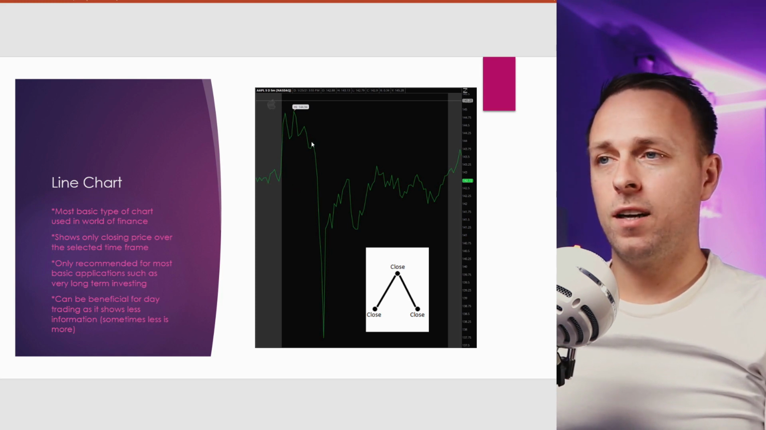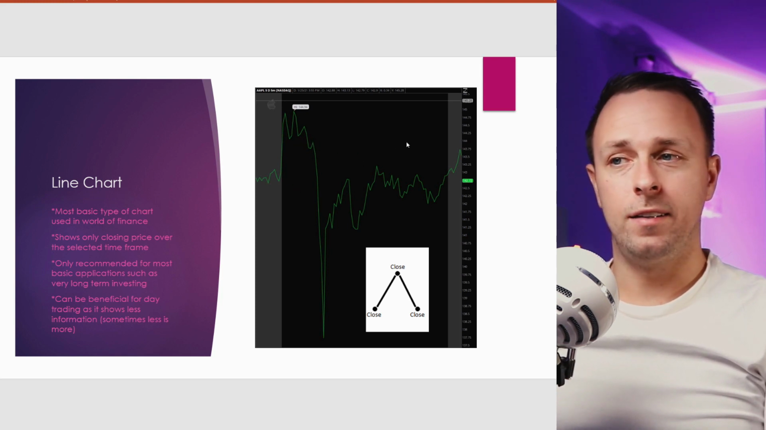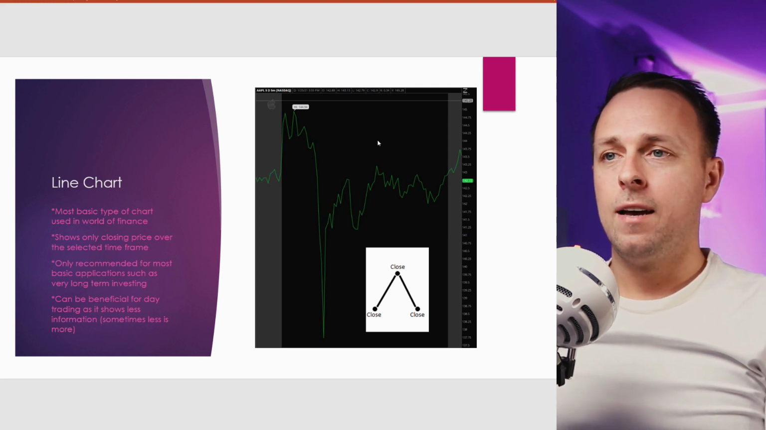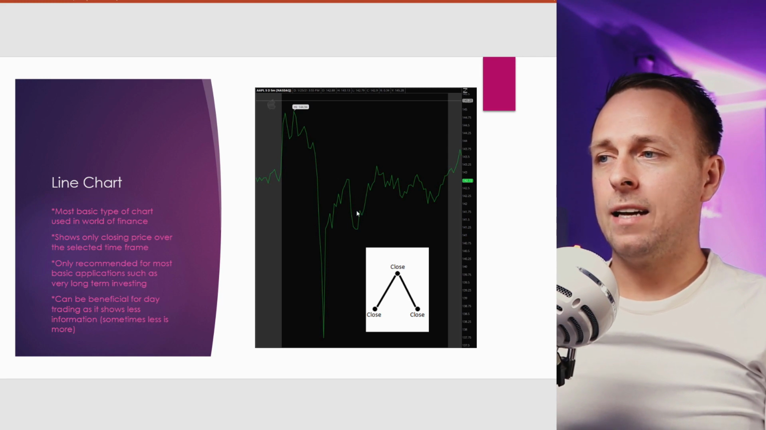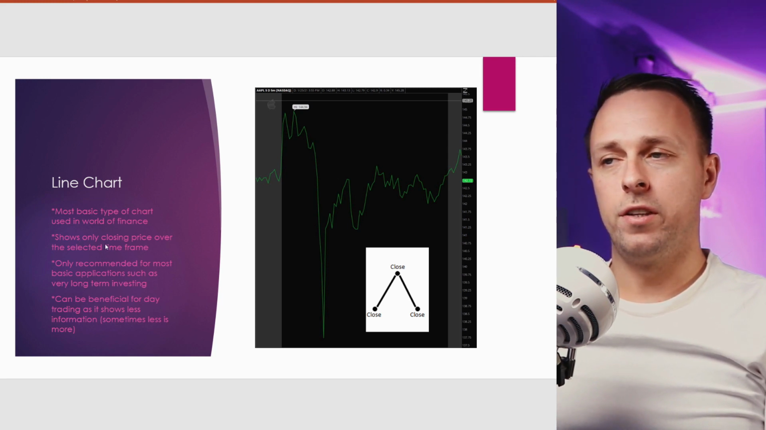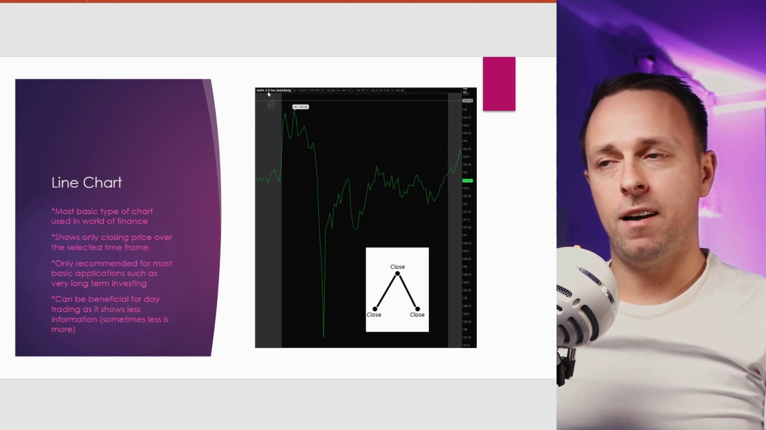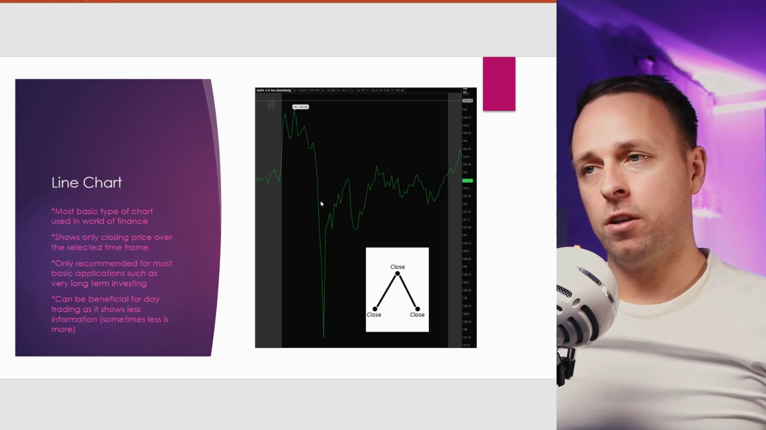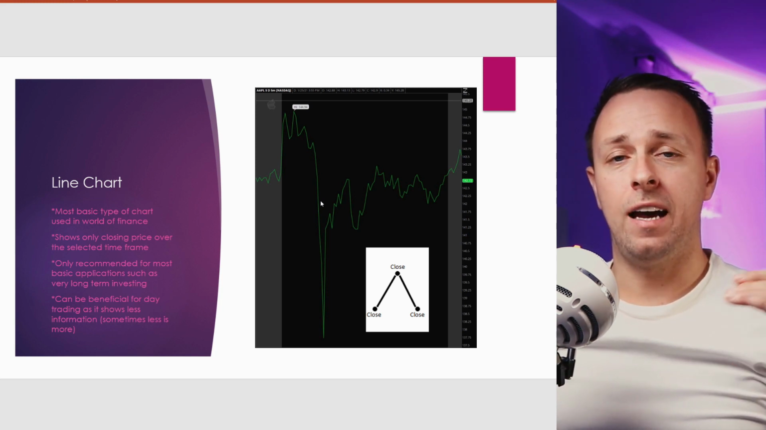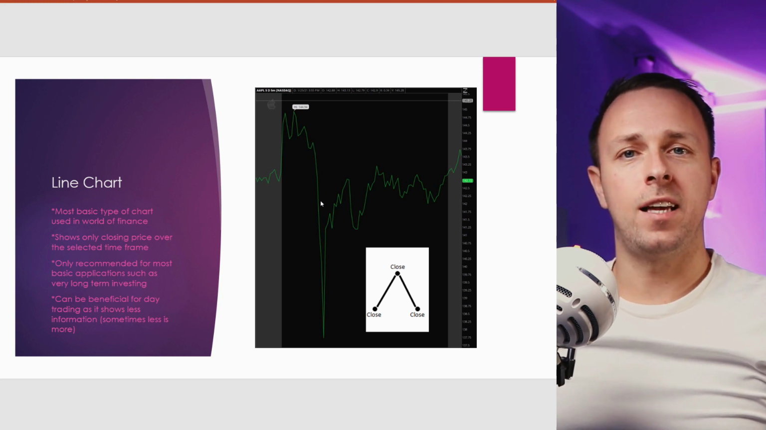I didn't know how to read a line chart for the longest time. I just saw lines and that's all I thought it was. However, there's a way to actually read the line chart, and it's really simple, as it only shows the closing price over the selected time frame. So you have a 5-minute time frame. Again, this is very customizable, so it could be a 1 minute, a 2 minute, a 5 minute, an hourly, anything in between you could imagine. Some platforms even have a 10-second time frame.